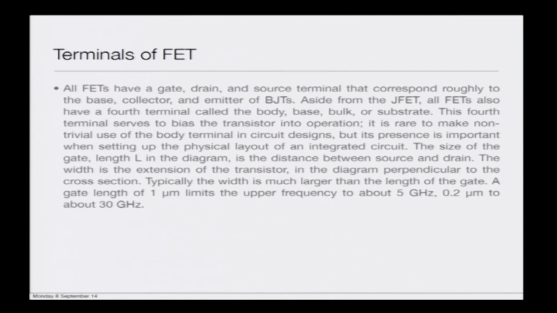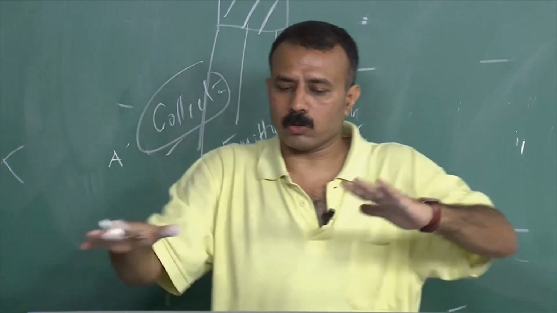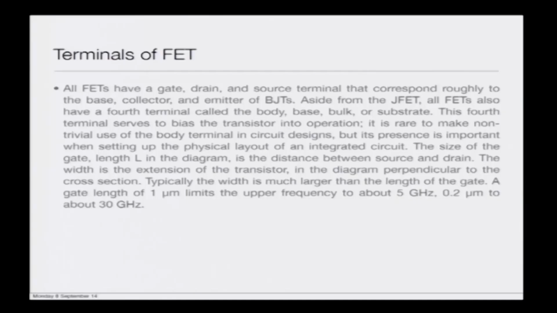There is a body on which, as a matter of fact, all these cells were sitting on top of the gate and all those things. This fourth terminal serves to bias the transistor into operation. It is rare to make non-trivial use of the body terminal in circuit designs, but its presence is important when setting up the physical layout of an integrated circuit. The size of the gate, length L in the diagram, is the distance between the source and the drain. The width is the extension of the transistor in the diagram perpendicular to the cross section. Typically, the width is much larger than the length of the gate.